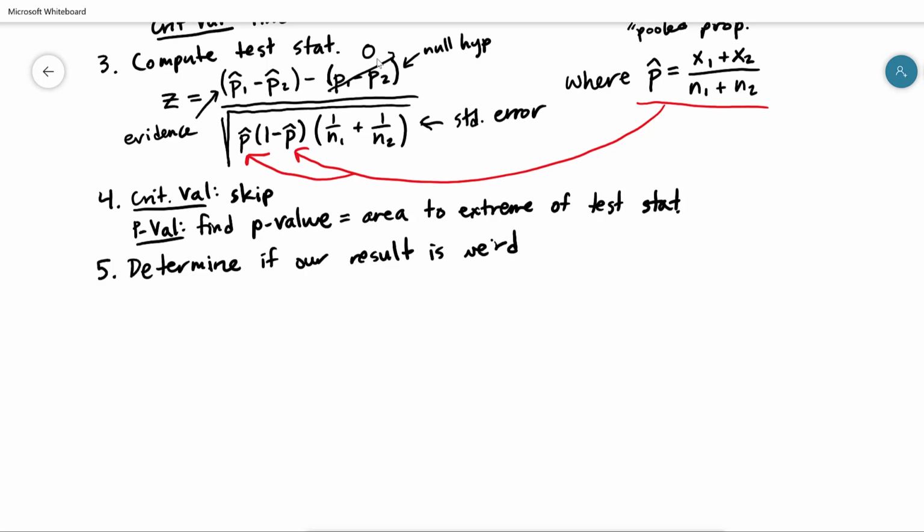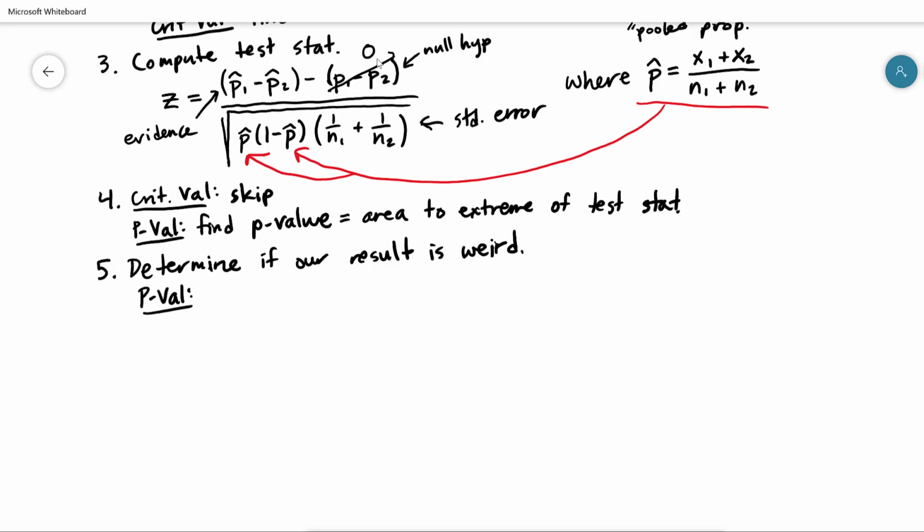And at this point, these are identical to the things that we've been writing in the previous sections. In fact, in the next video, maybe I'll even leave these off entirely. Just say ditto. This is exactly the same as what we just did before. So we're going to determine if our result is weird. What determines if it's weird?